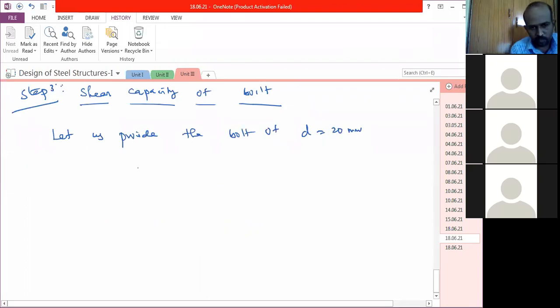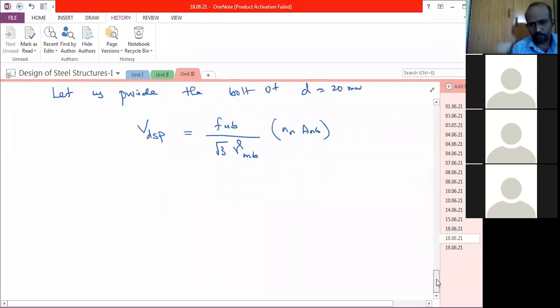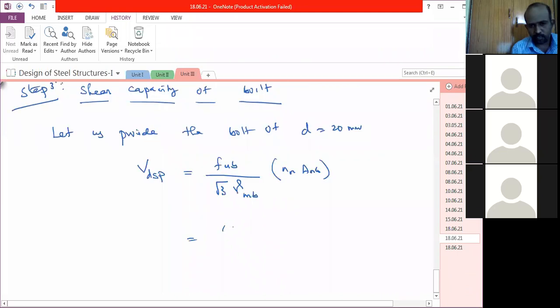So first of all we have to calculate VDSP. Am I right? So VDSP needs to be calculated. What is the formula for that? FUB divided by √3 gamma MB, into n_n A_nb. Please refer to the code book. This formula we already know, we have used it many times. The FUB value we have already mentioned, that is 400 Newton per mm square, divided by √3 into gamma MB value 1.25, multiplied by 10 power 3.